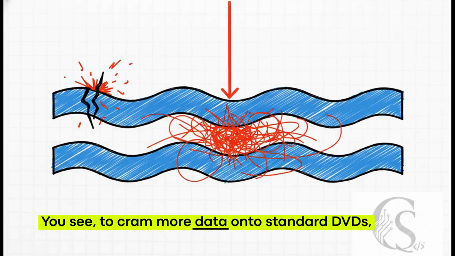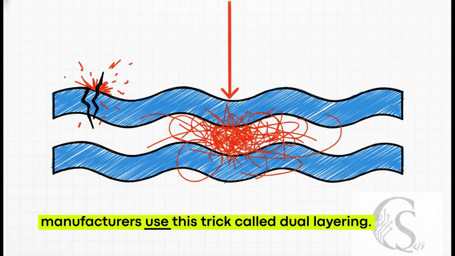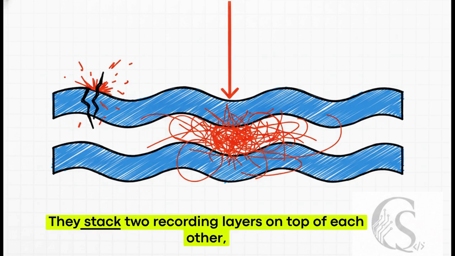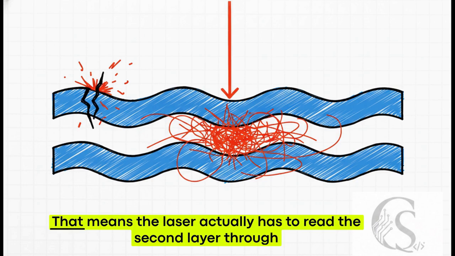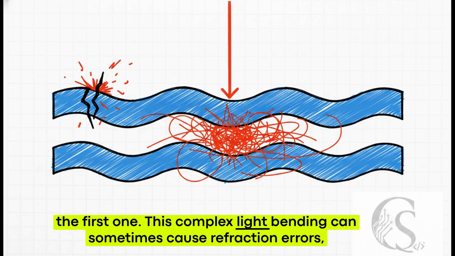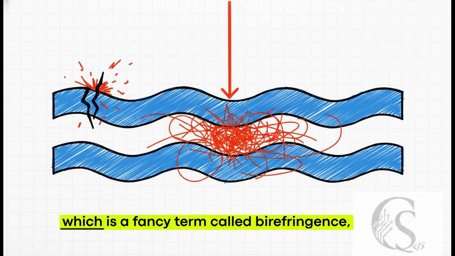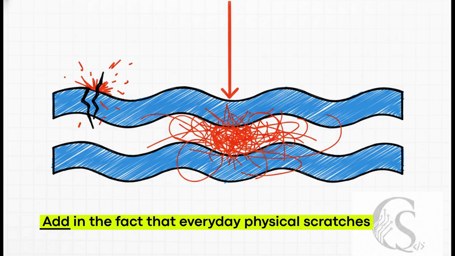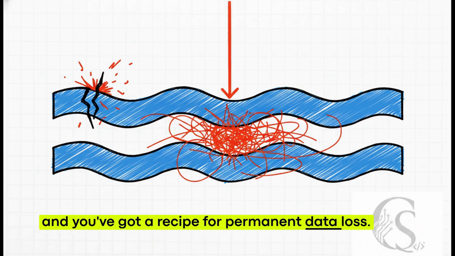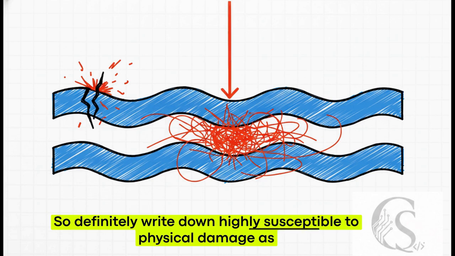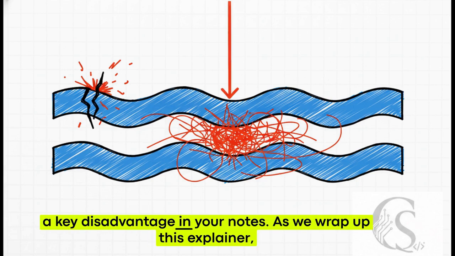You see, to cram more data onto standard DVDs, manufacturers use this trick called dual layering. They stack 2 recording layers on top of each other, separated by this little transparent spacer. That means the laser actually has to read the second layer through the first one. This complex light bending can sometimes cause refraction errors, which is a fancy term called birefringence, where the laser just gets completely confused. Add in the fact that everyday physical scratches on the disk can permanently destroy those tiny pits and lands, and you've got a recipe for permanent data loss. So definitely write down highly susceptible to physical damage as a key disadvantage in your notes.